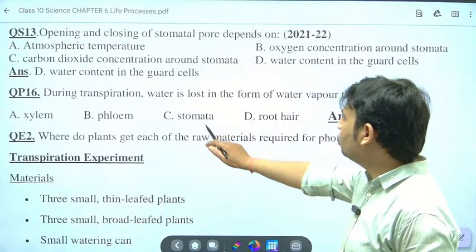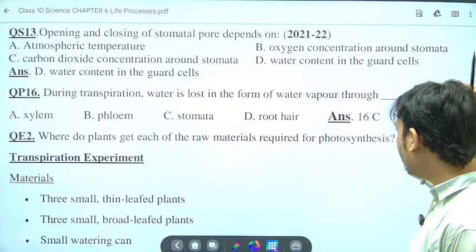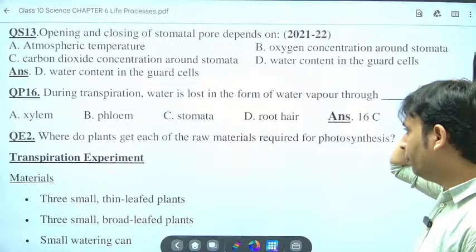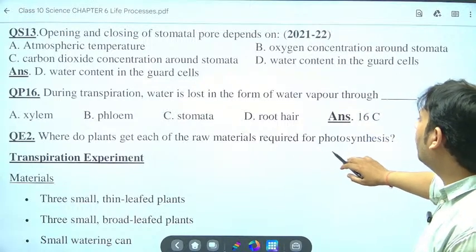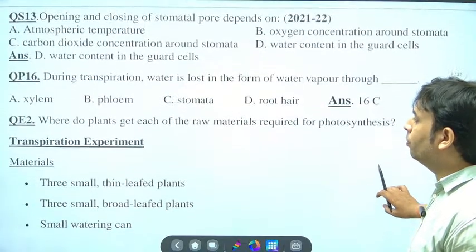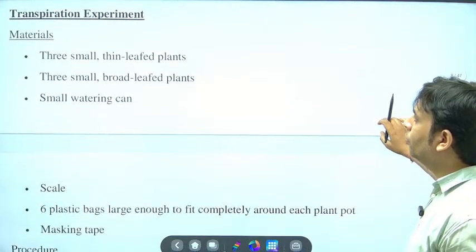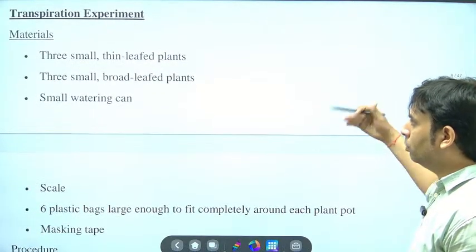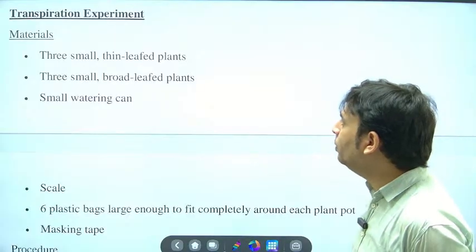So the answer is stomata. During transpiration, water is lost in the form of water vapor through stomata. Now the next question is: where do plants get each of the raw materials required for photosynthesis? For this, we have an experiment, that is the transpiration experiment.